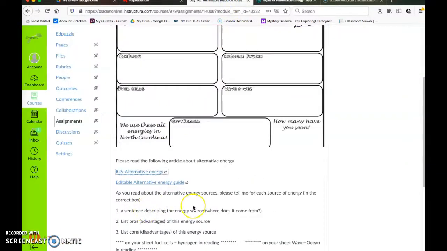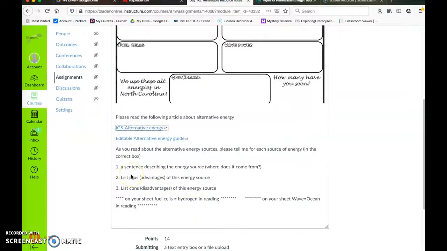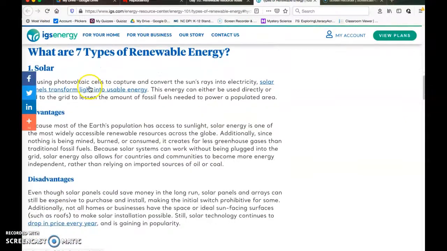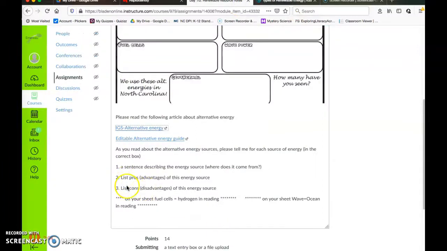Inside your text boxes, you are going to write for each one, number 1, a sentence describing the energy. Where does it come from? Tell me that. So like with solar, we know that we use solar panels to capture the photons coming from the sunshine. You're going to list some pros or advantages of this resource, and if you notice, the article is already written that way. So you've got solar, it's got a brief saying what solar energy is. It's got its advantages and it's got its disadvantages. You are welcome to do number 2 and 3, the pros and the cons, in bullet points.